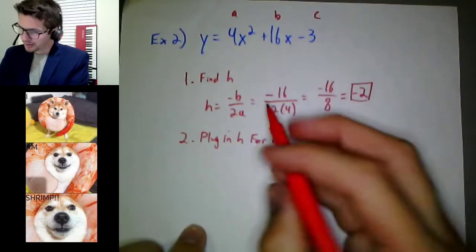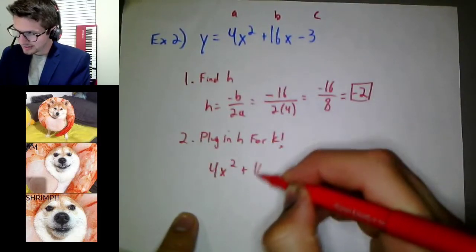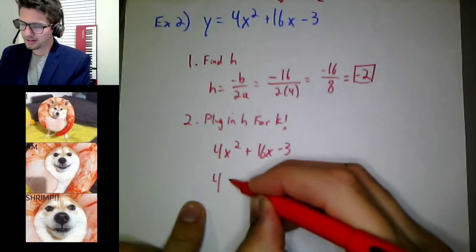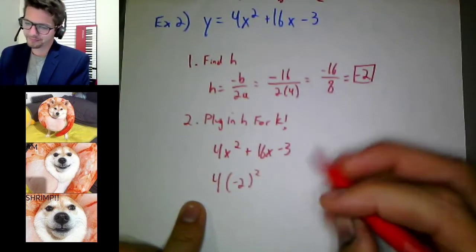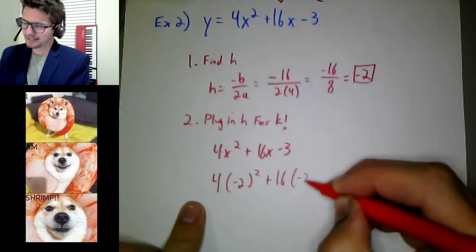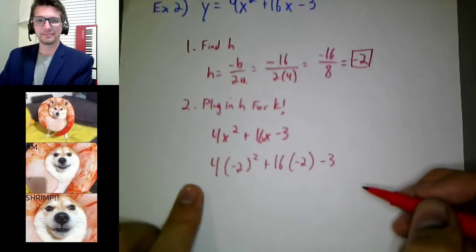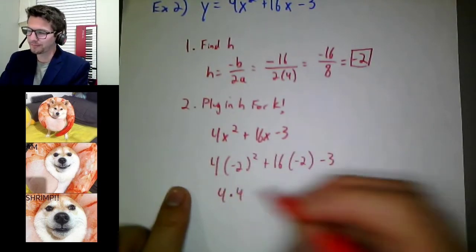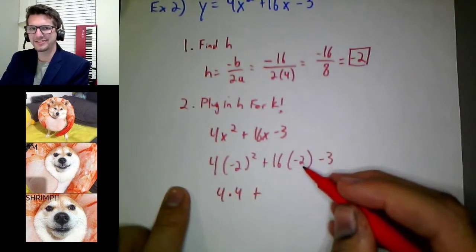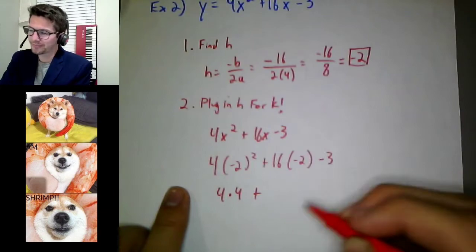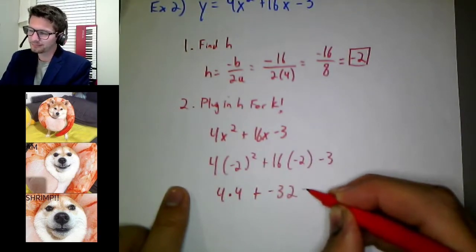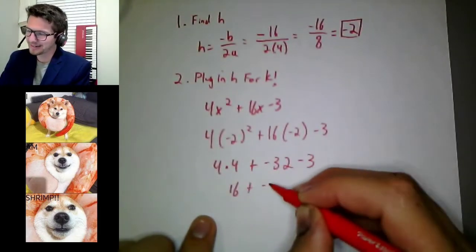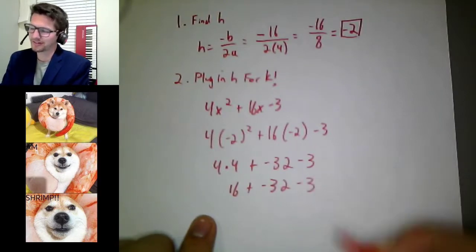So if I take my original equation, 4x squared plus 16x minus 3, and I replace the x's with my negative 2, then I get 4 times negative 2 squared plus 16 times negative 2 minus 3. What's negative 2 squared? Positive 4, so that's 4 times 4, plus what's 16 times negative 2? Well, 16 times positive 2 is 32, so it's negative 32 minus 3. All right, what's 4 times 4? So it's 16 plus negative 32 minus 3.